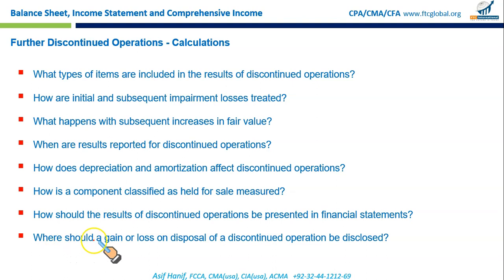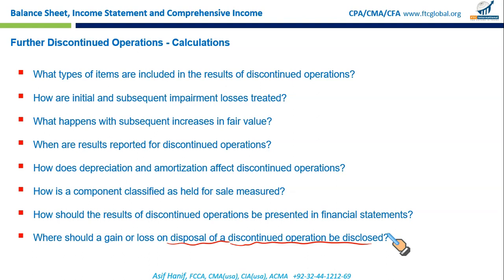Then the question says, where should a gain or loss on disposal of a discontinued operation be disclosed? A gain or a loss on disposal should be disclosed either directly on the face of the income statement I showed you, or in the notes to financial statements.